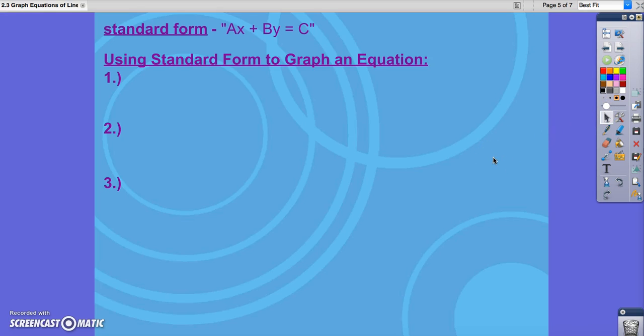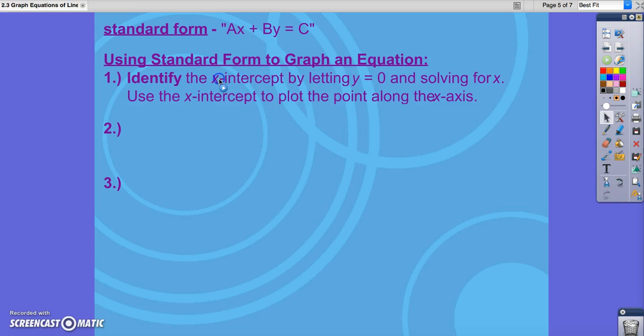So standard form is ax plus by equals c, so the x and y are on the left. And here are our steps to using standard form to graph an equation. Let's start with 1. Identify the x-intercept by letting y equals 0 and solving for x. Use the x-intercept to plot the point along the x-axis. It's a single point on the axis.